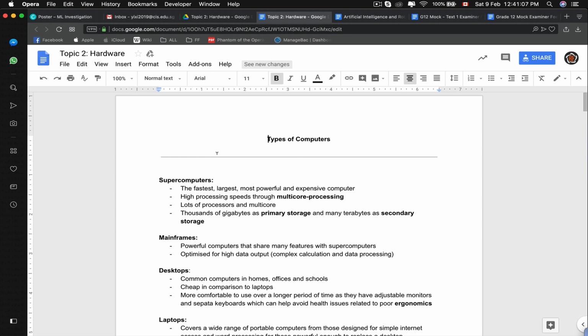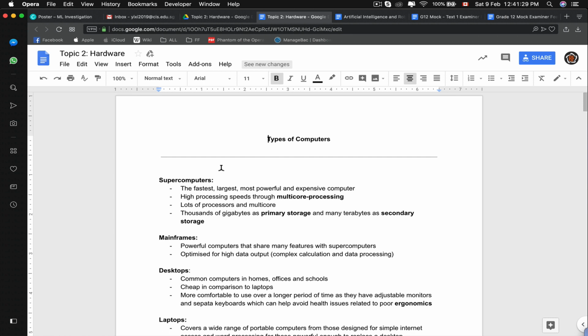Computers are divided into a few categories. So first of all, we have supercomputers. They are, like the name said, supercomputers. They are fast, large, powerful, and expensive. A good example would be IBM's Blue Series supercomputer, or Apple's supercomputer, NASA supercomputer. All of those are supercomputers.